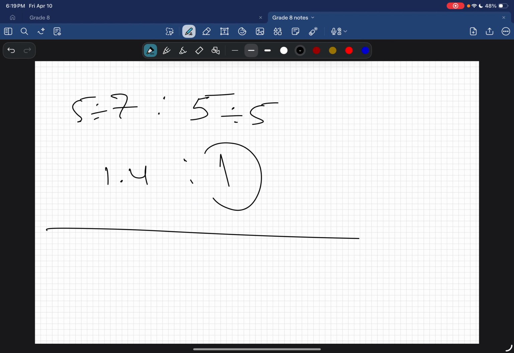If you multiply this 1 by 5, it's going to give you this 5, and 1.4 multiplied by 5 is going to give you 7. So that's why we call it a unit ratio, guys. It's really important. Take care.